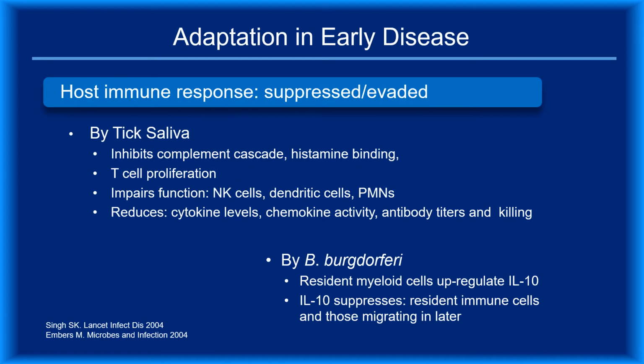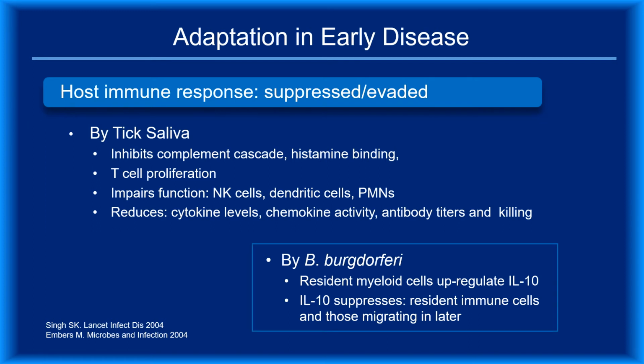To establish a new infection, B. burgdorferi must avoid being killed by the host's immune response. Once again, the tick saliva comes to B. burgdorferi's aid. Immune modulators in the saliva inhibit the complement cascade, cellular responses, antibody production, and antibody-mediated killing.